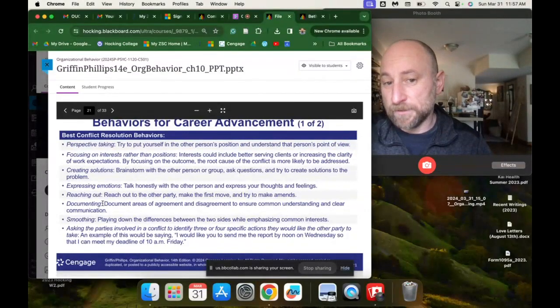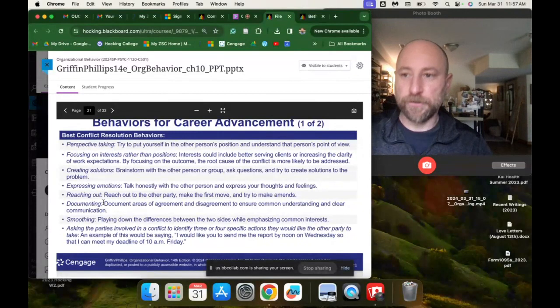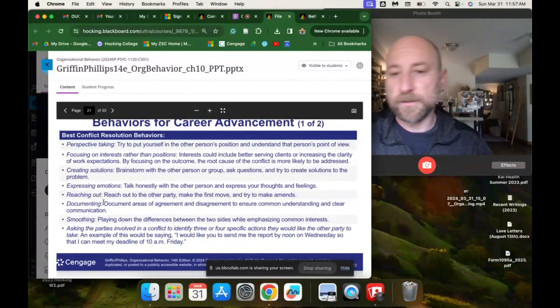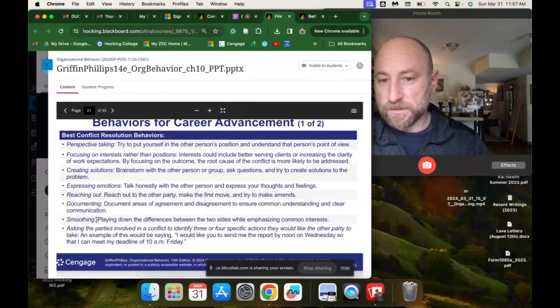meaning documenting areas of agreement and disagreement, to ensure understanding. So that would come in the reflective listening. So it's like, okay, I hear you say that you really want to get this project done and that you're concerned with this and this and this. And so it can mean putting things in writing, but it can also just mean verbally.